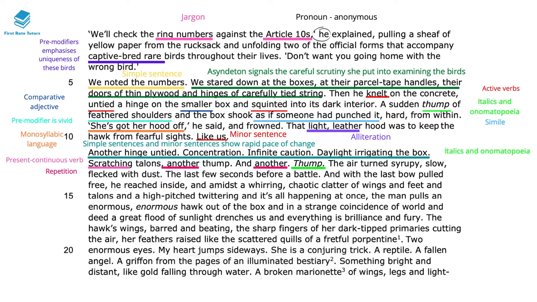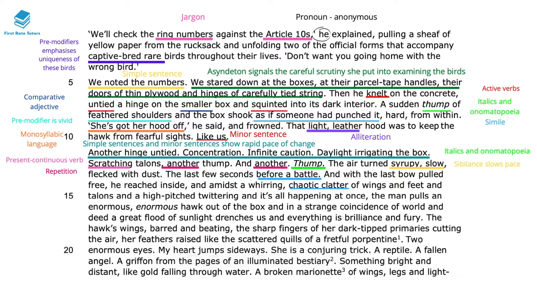Furthermore, there's more italics and onomatopoeia here. The thump, the power of the hawk is being highlighted. Also, the sibilance, "syrupy and slow", starts slowing the pace. So it's in contrast to these simple sentences, which at the beginning of this paragraph speed up the pace of the passage. Now, this sibilance slows down the pace.